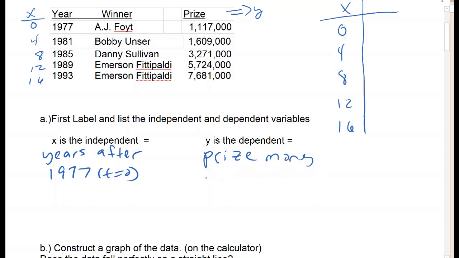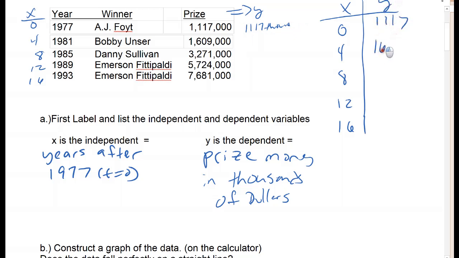But instead of writing it out completely, remember, every single prize dollar amount is rounded to the thousand. So that's what I'm going to do: I'm going to use prize money in thousands of dollars. Which means 1,117,000, if I put it in thousands, is going to be 1,117. And so that's what I'm going to use for my y value. Basically I'm dropping off those zeros. It just makes it a little easier to plug into the calculator.